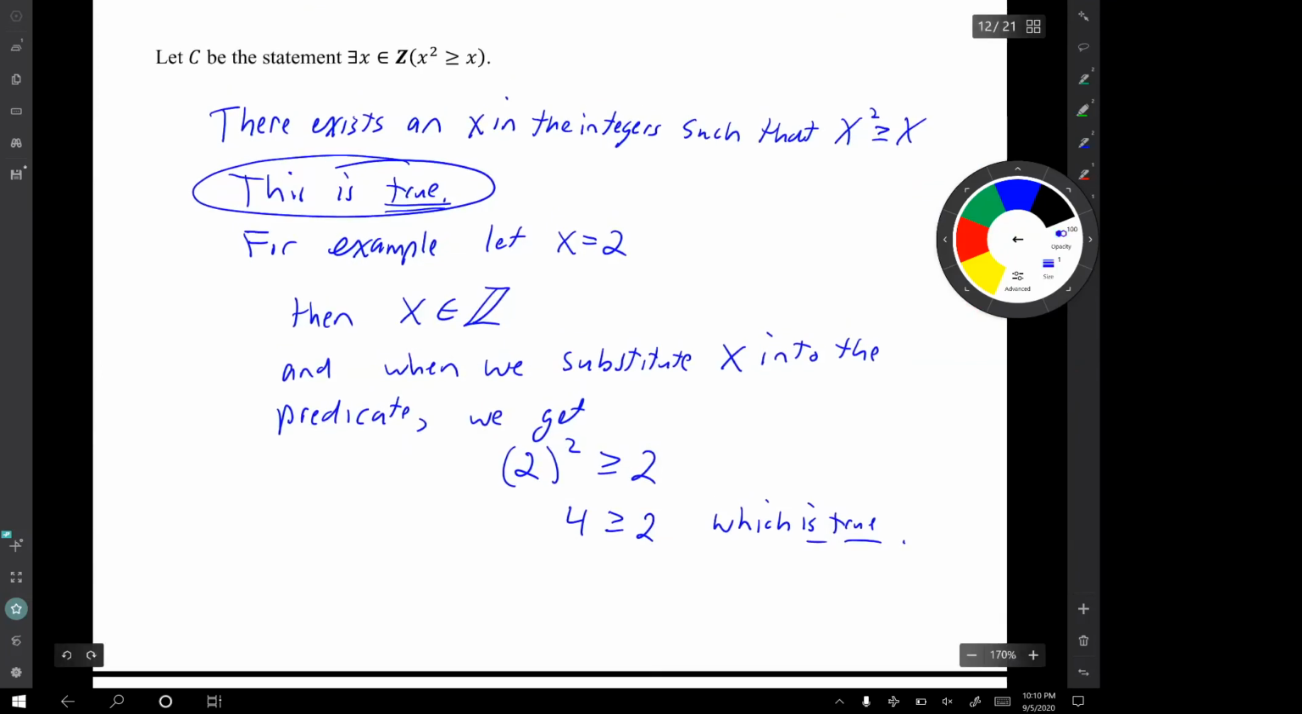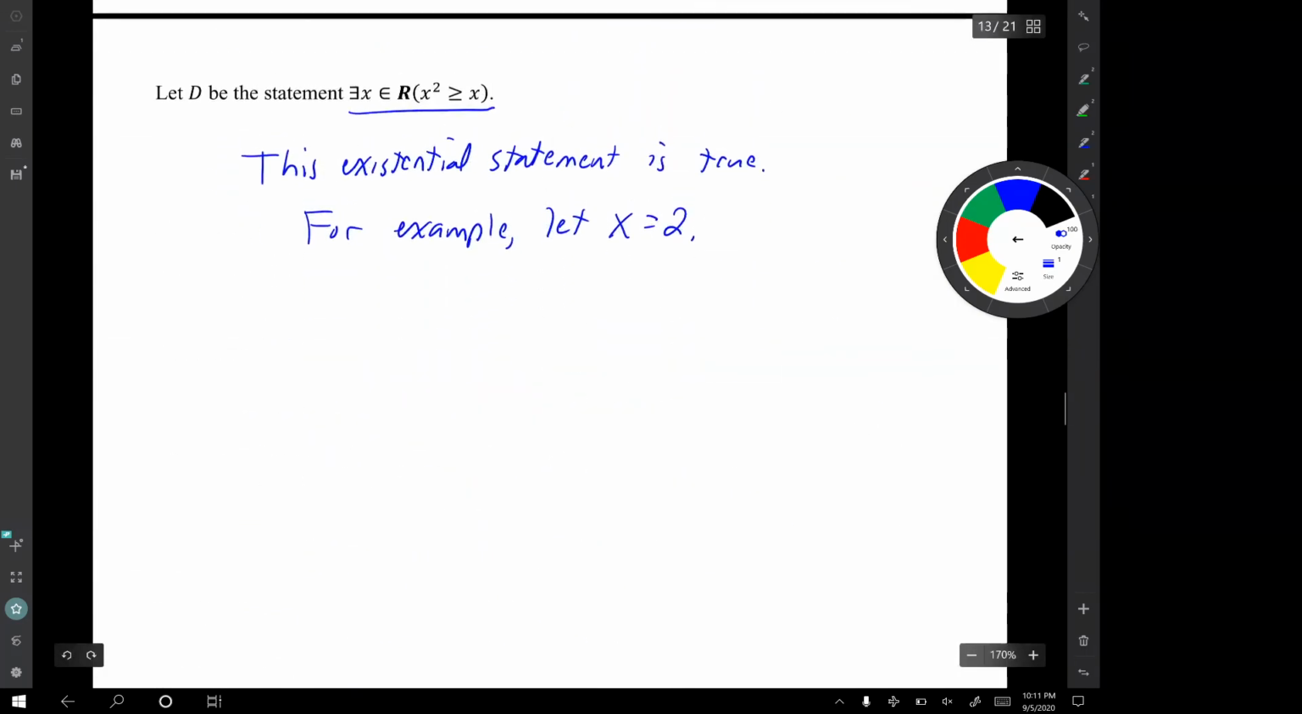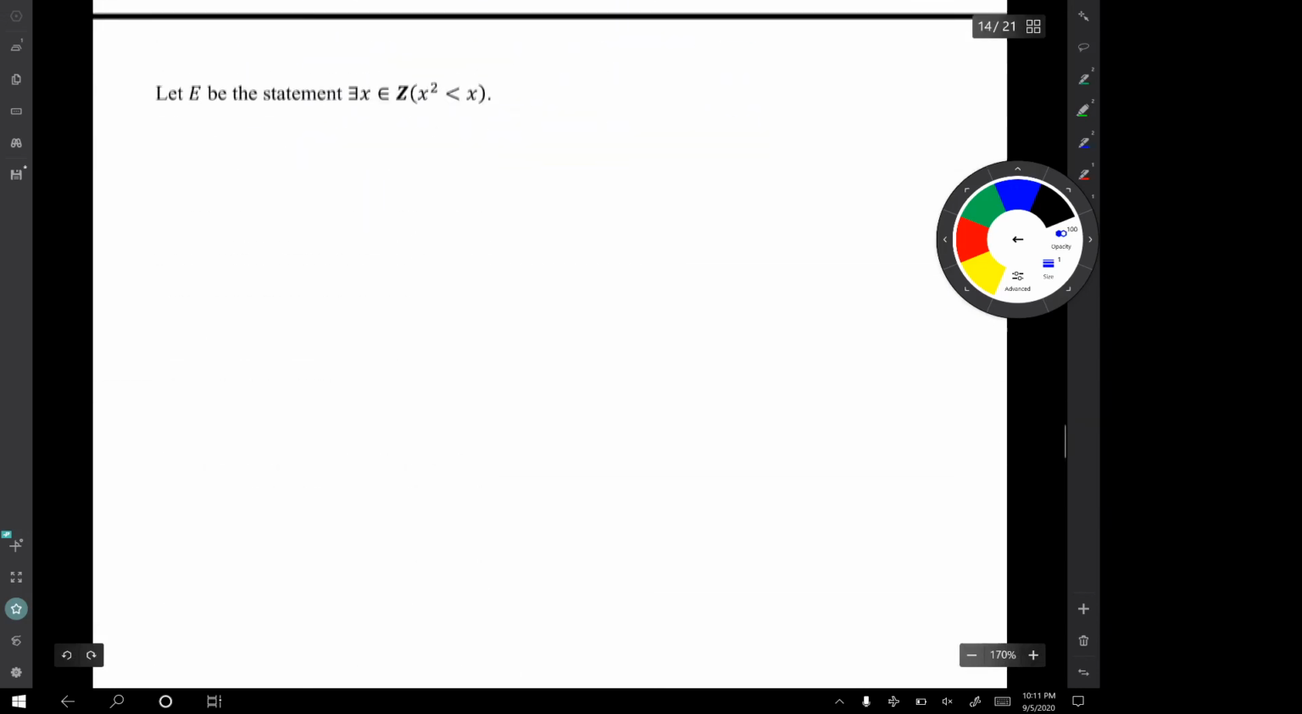There does exist an integer that makes the predicate true, a whole bunch of them. So this existential statement is true about the integers and that predicate. And this existential statement about the real numbers and that predicate is also true. There is an example of a real number that does make the predicate true, just not all of the real numbers.